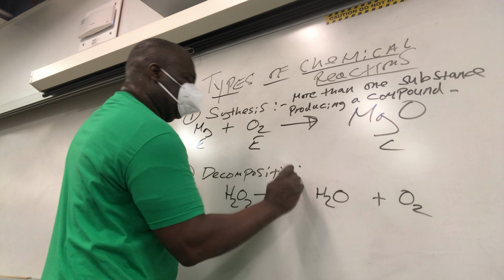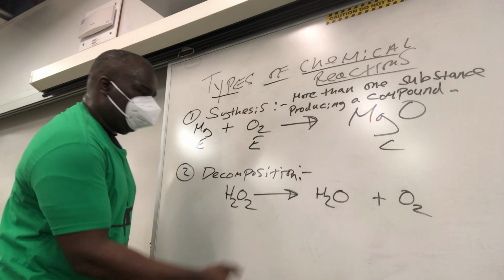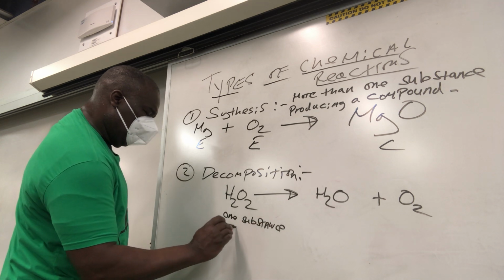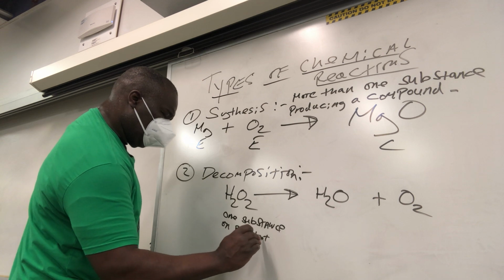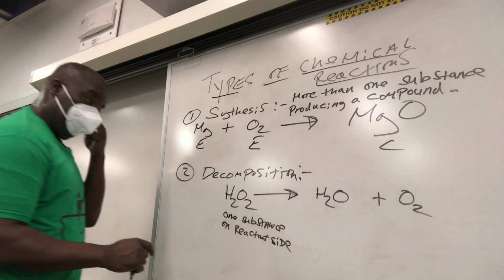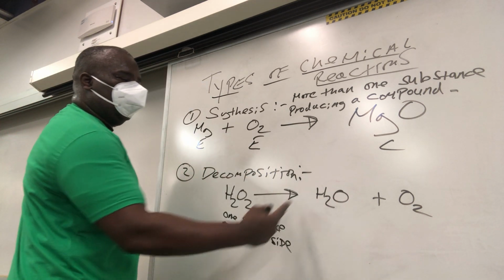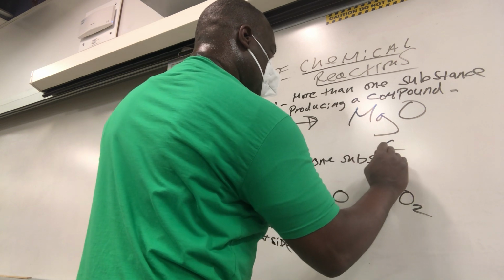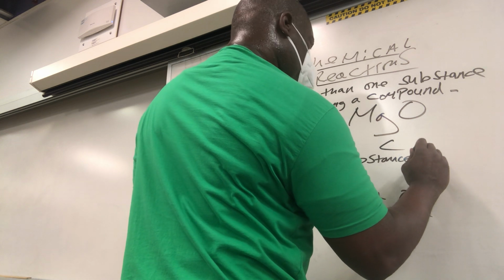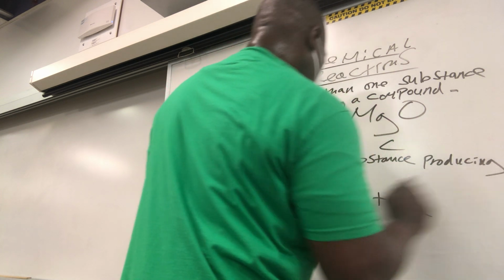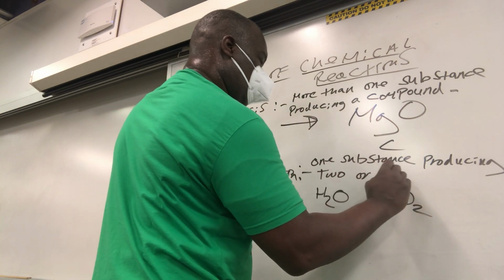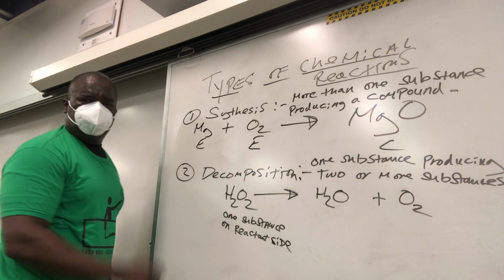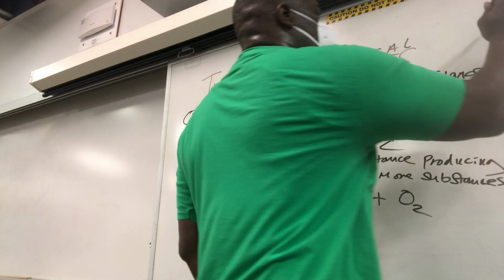So for this particular decomposition, how do you recognize it? You have one substance on the reactant side. Always start with one substance on the reactant side. It's got to be a compound. And what happens? You break down into two or more substances. So one substance producing two or more substances. All right, so that's synthesis one, decomposition two. Let's go to the third reaction, number 3.